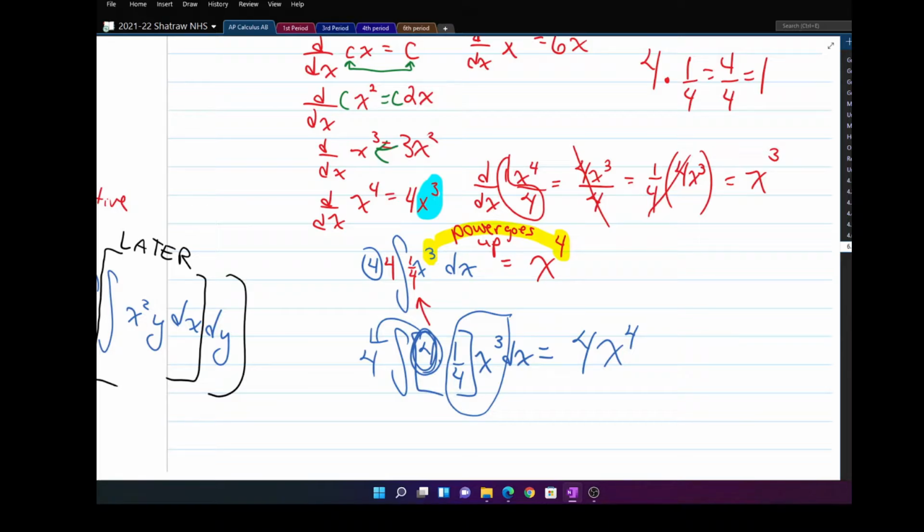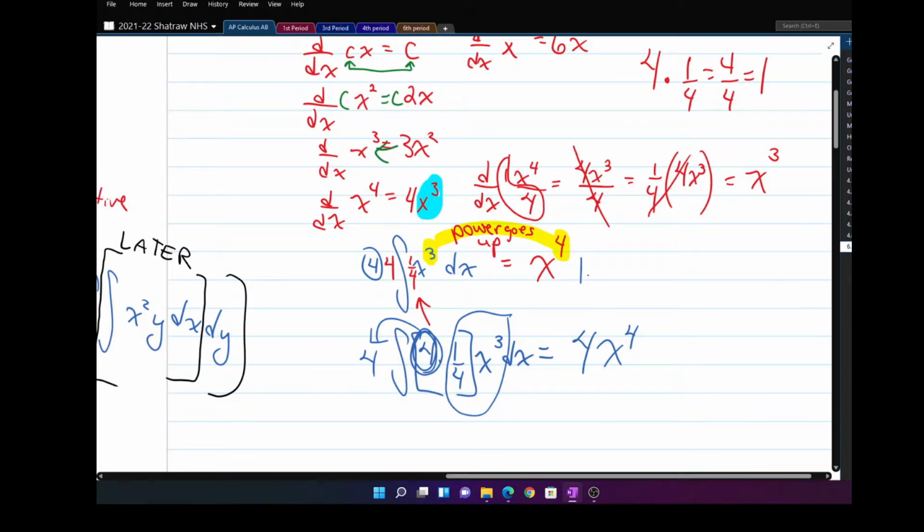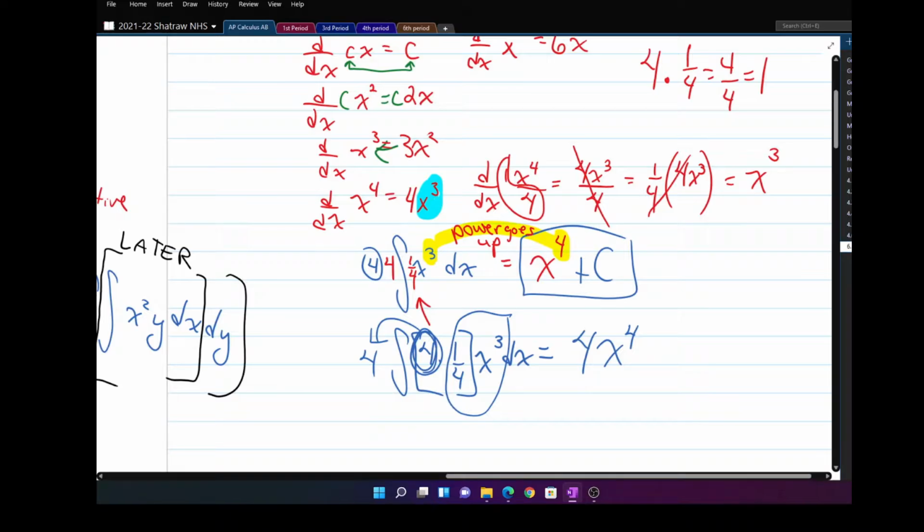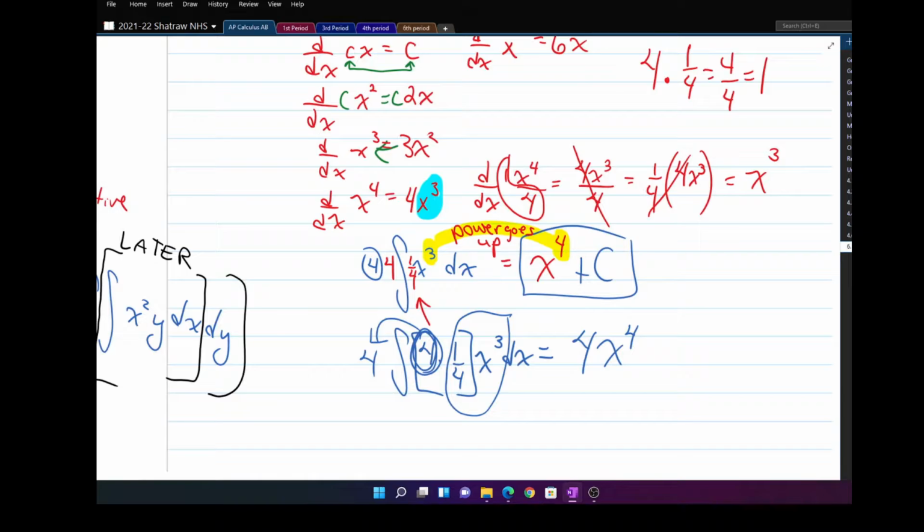Now, the last step, always, the last step is to put that plus C. We don't know what the constant was. It got lost when we took the derivative. And so, we have to write down that there could be a constant there and that we just don't know what it is. Now, eventually, we are going to learn how to find that constant, but we're going to need to be given some sort of initial conditions, and that would help us find that constant. And for now, we're just going to practice the antiderivative.